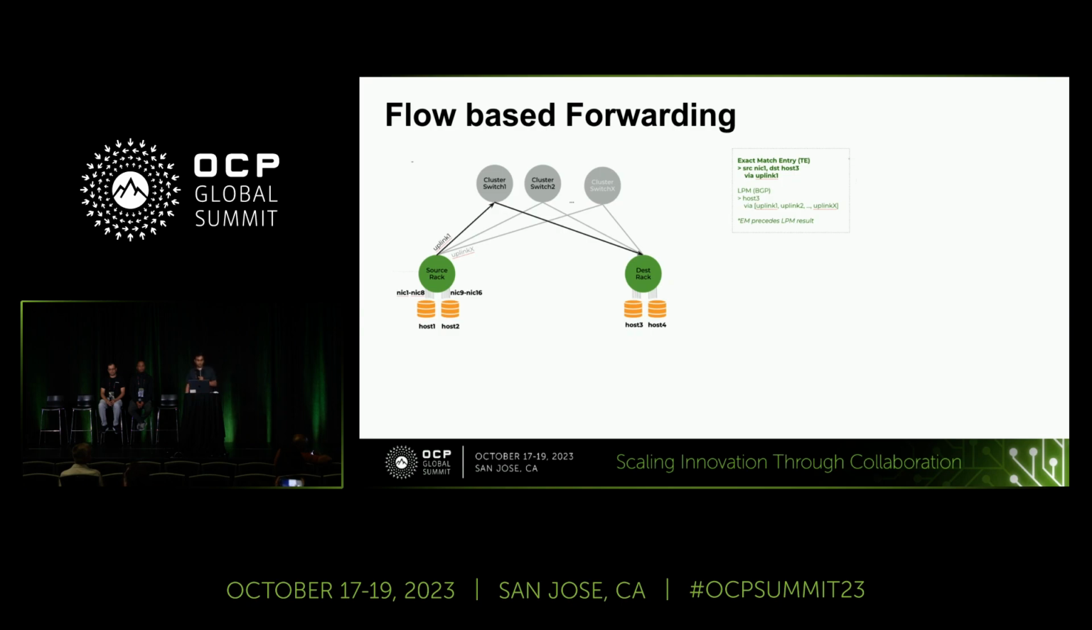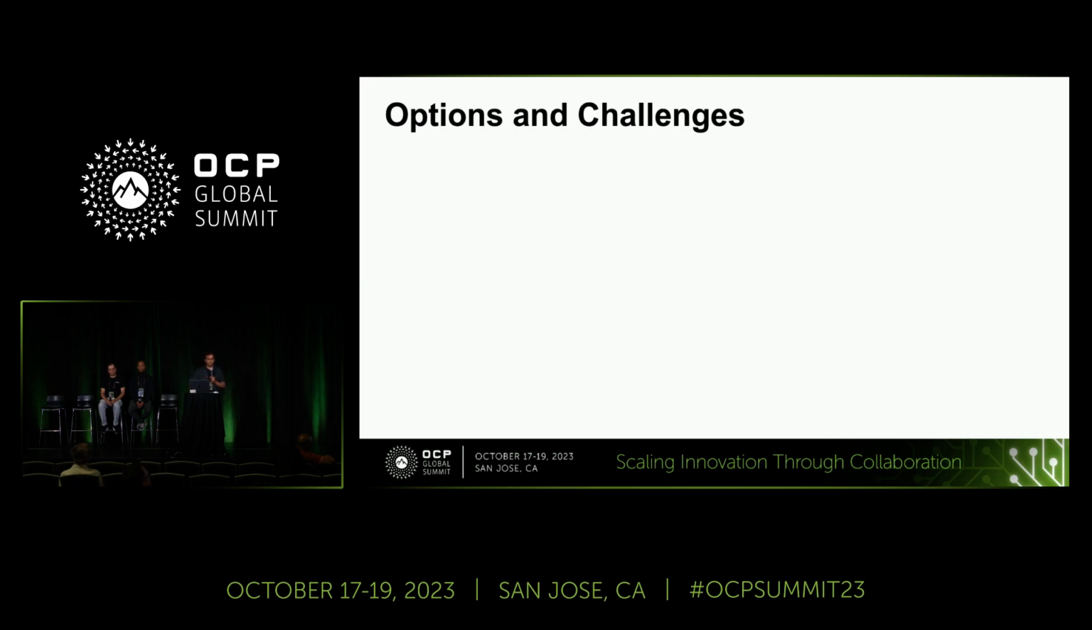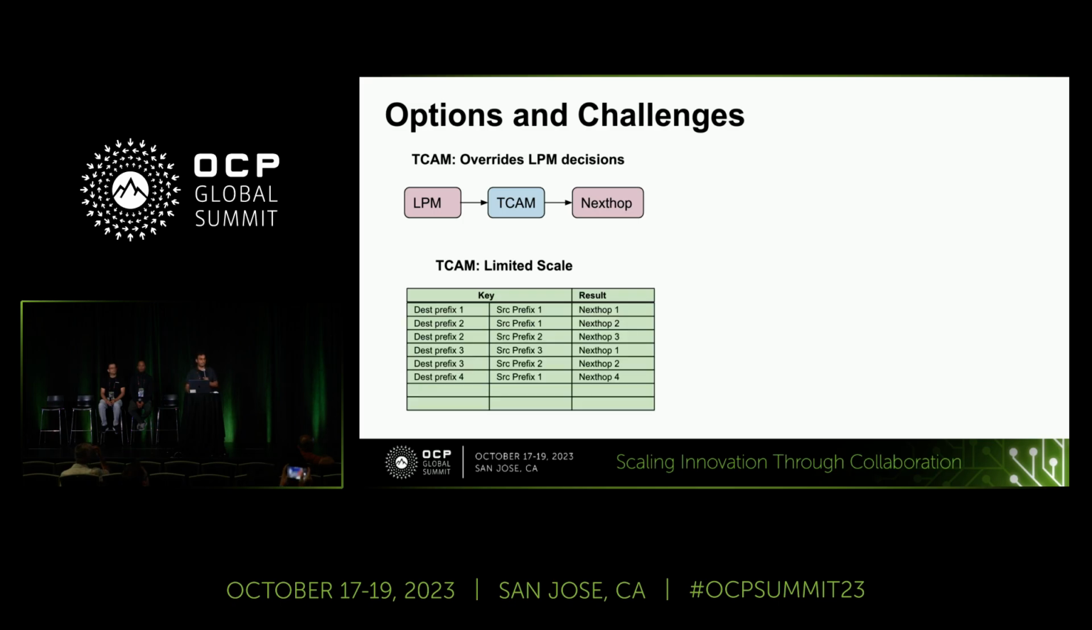So to implement this solution, we need the ability to forward a large number of flows based on source and destination prefix pairs instead of doing destination-based forwarding. So we looked at the options that are available in SAI and in the pipeline. The first option is TCAM. TCAM can override the LPM decision, but TCAM has limited scale on many chipsets.